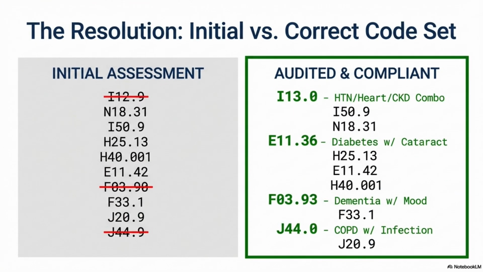Here, we compare the initial code list with the audited, compliant version. You'll notice several codes were replaced with combination codes, and others were refined based on guideline application. This demonstrates how guideline-driven auditing transforms coding accuracy.